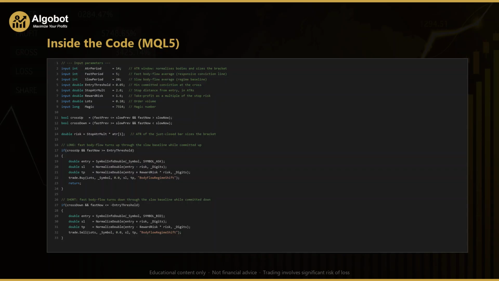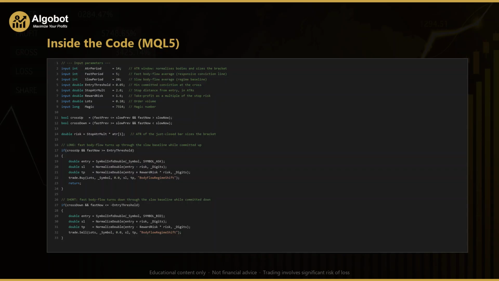In the long block, the condition is cross-up and fast now greater than or equal to entry threshold. So both the upward cross and the positive conviction gate must hold. When they do, entry is read from the ask, the stop loss is entry minus risk, the take profit is entry plus reward risk times risk, and the call to trade buy places the order.